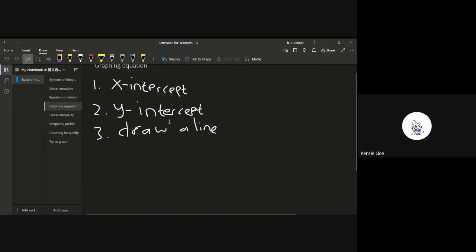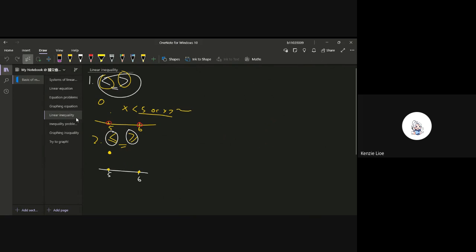So for graphing a linear equation, it's basically you have to find the x-intercept first, and then the y-intercept, and then you draw a line. As you know, a linear equation is basically a line like this, a straight line. And then moving on, we go to the linear inequality.